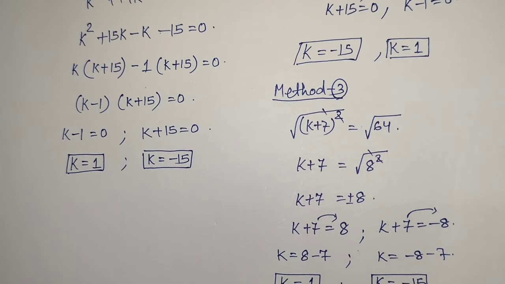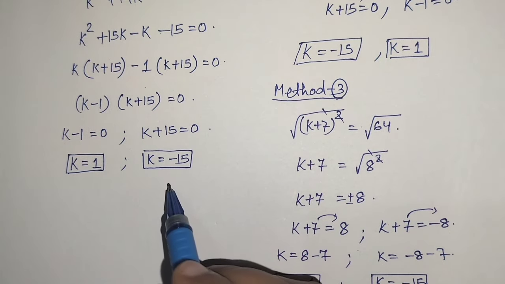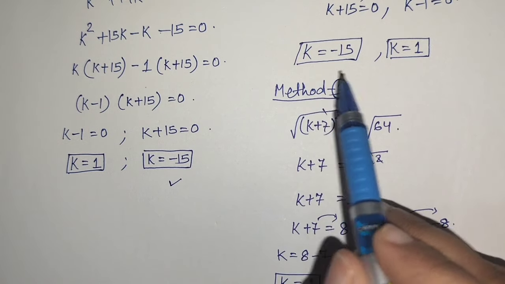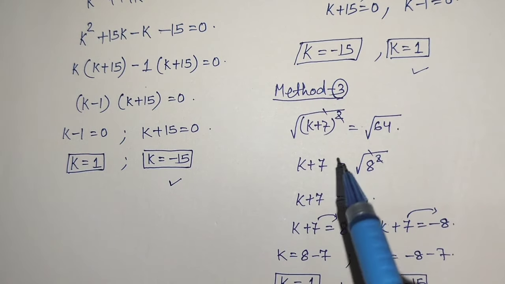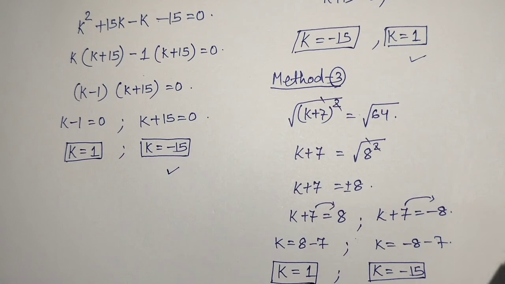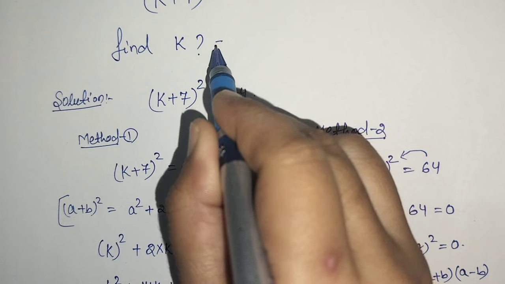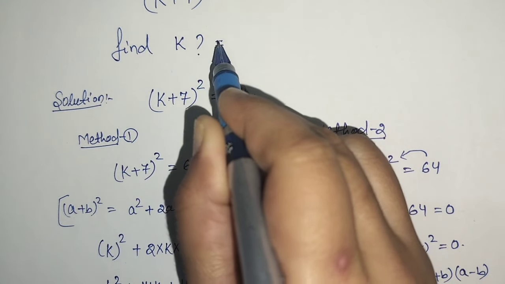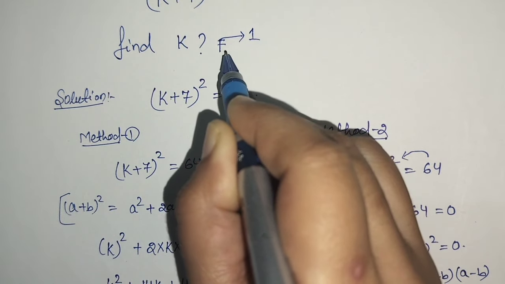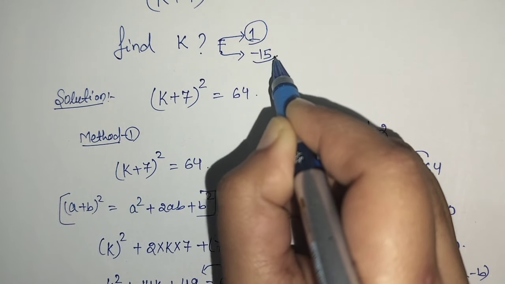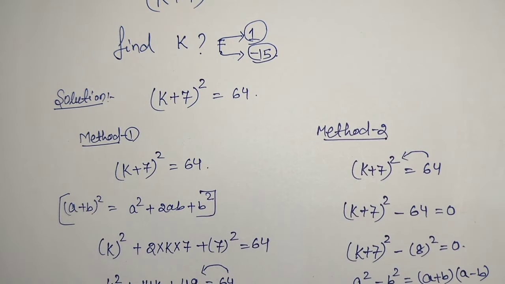Yes. Then the value of k in method 1 is 1 and −15. Method 2 is also 1 and −15. Method 3 is also 1 and −15. Yes. Then what is the value of k? The value of k is 1 and −15. Yes, these are the two answers.